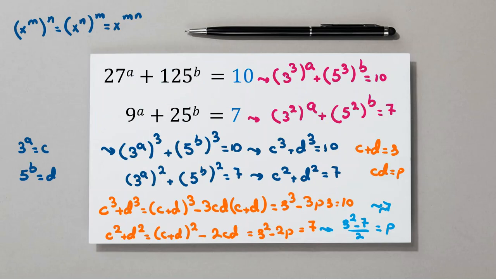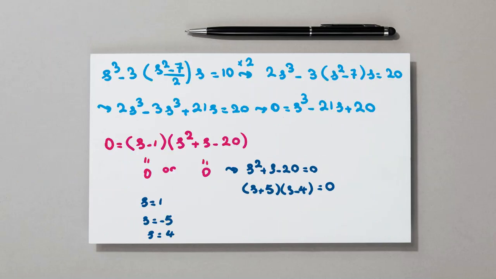Because, look, c and d are 3 to the a and 5 to the b. It is always positive because the graph of 3 to the a or 5 to the b is always a positive increasing function. A and B are real numbers. So p and s should be positive. So here, this negative 5, it's not possible.